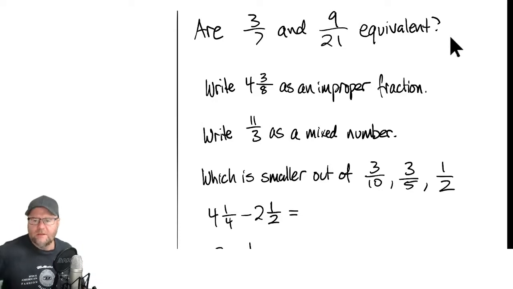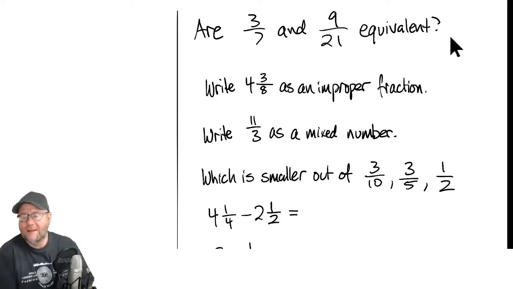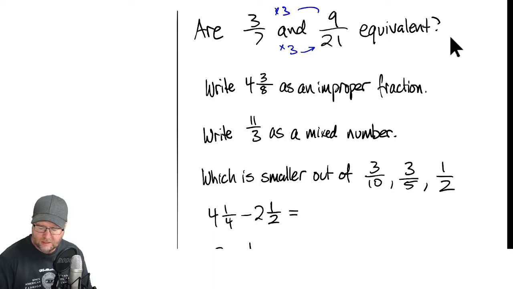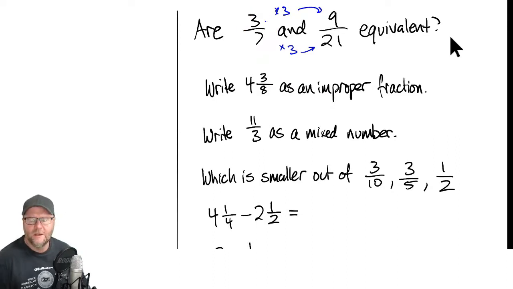Are 3/7 and 9/21 equivalent? In other words, are they the same value? They just are equivalent fractions. Well, I can see without a calculator, just looking at it, they are, because 7 times 3 gets me 21, and 3 times 3 gets me 9. So in other words, if I multiply both of these values by 3, I'll get 9/21, which means they're equivalent.